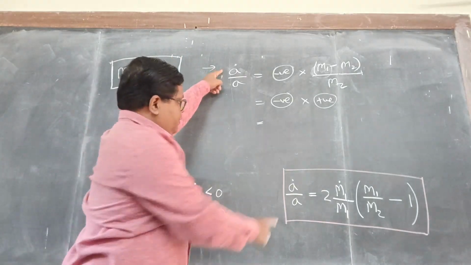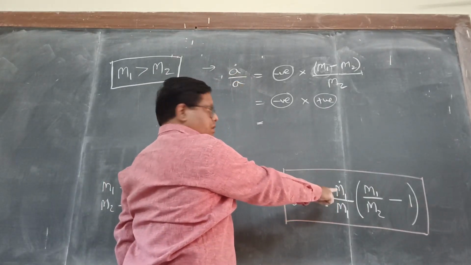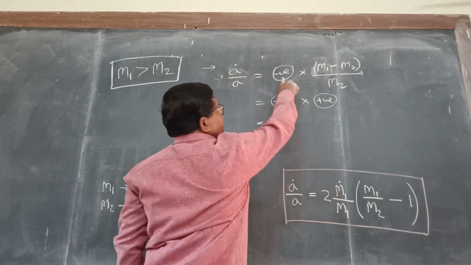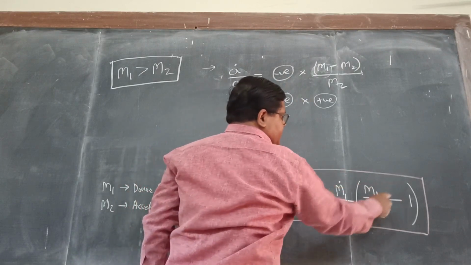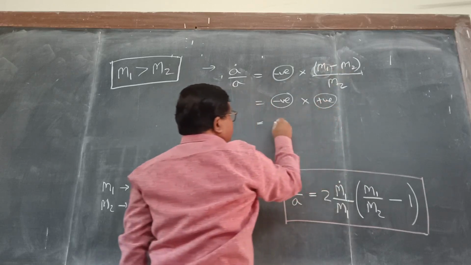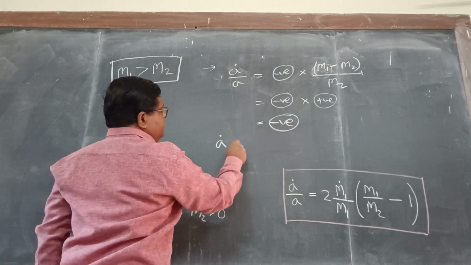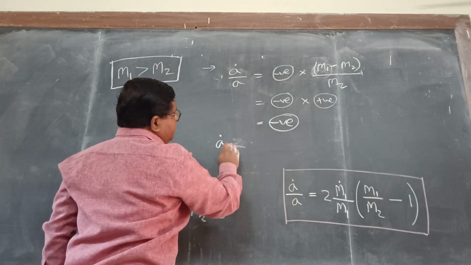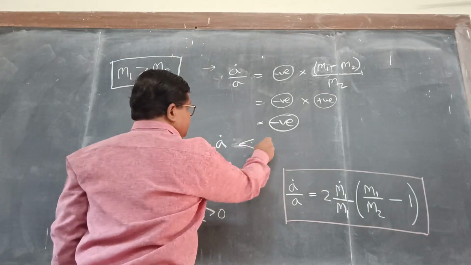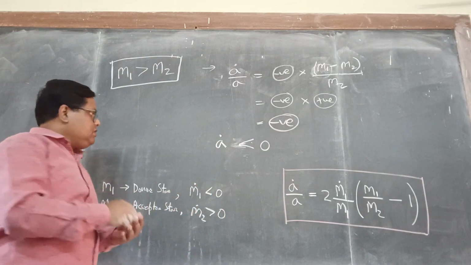So a dot by a here equals what? M1 dot, the donor, is negative. So basically 2 M1 dot by M1 is a negative quantity, multiplied by M1 minus M2 divided by M2. M1 is already more, so this is a positive quantity. This means that overall this will be a negative quantity, so a dot is negative. What does this mean? The radius will shrink.